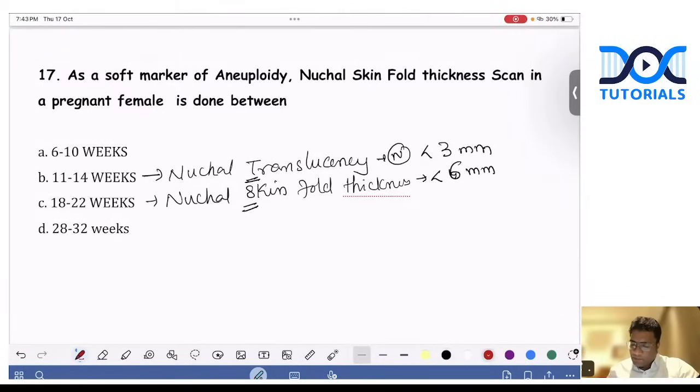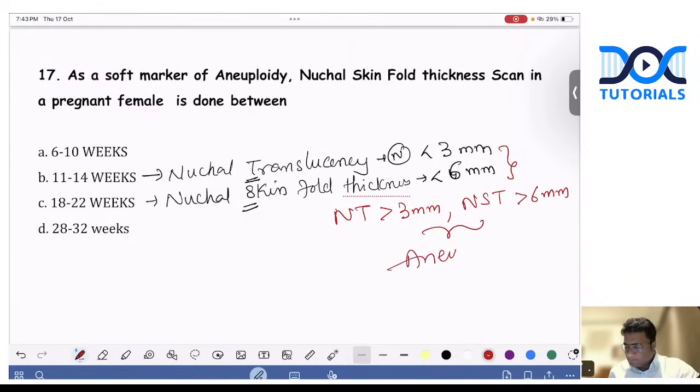If nuchal translucency is more than 3 mm, or if nuchal skin fold thickness is more than 6 mm, think of aneuploidy. This is suggestive of aneuploidy. It's a soft marker of aneuploidy. So nuchal translucency is 3, nuchal skin fold thickness is 6 mm. Nuchal translucency is done between 11 to 14 weeks of gestation, more accurately 11 weeks to 13 weeks, 6 days. And the nuchal skin fold thickness scan is done between 18 to 22 weeks of gestation.